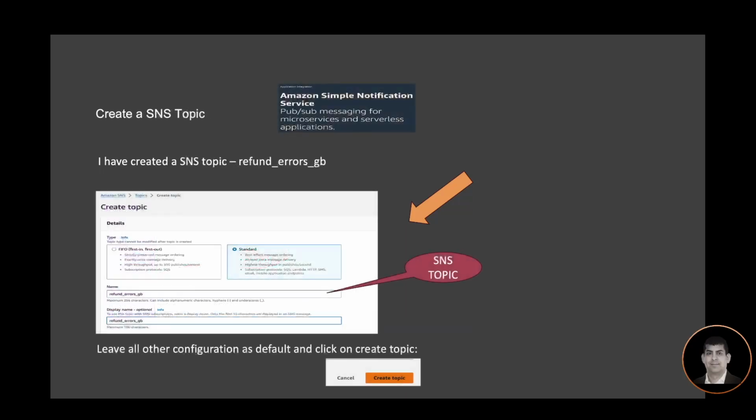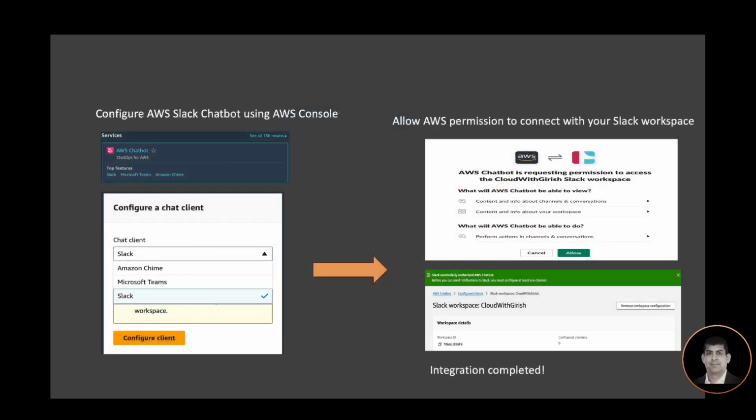Next, I'll create the SNS topic. It's a pretty standard process using the AWS console. I'm creating a standard topic. Name of the topic, I'm calling it refund error GB. You can call it whichever way your business case requires. I have a display name, which is an optional property. I'm going to leave all other configuration as default and click on create topic. Once my topic is created, I'm going to configure AWS Slack chatbot using AWS console.